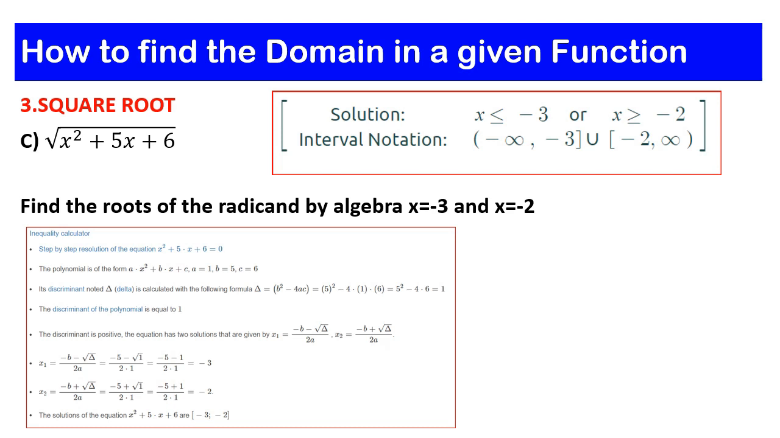Letter C, square root of x squared plus 5x plus 6. So we are asked to find the domain. Ganun pa rin po, ang gagawin pa rin natin, basically, kukunin natin yung radical at pagkatapos, it must be greater or equal to 0. Paano pong gagawin natin dyan? Kung kaya po natin i-factor, i-factor po natin. Otherwise, gamitan natin ng quadratic formula.